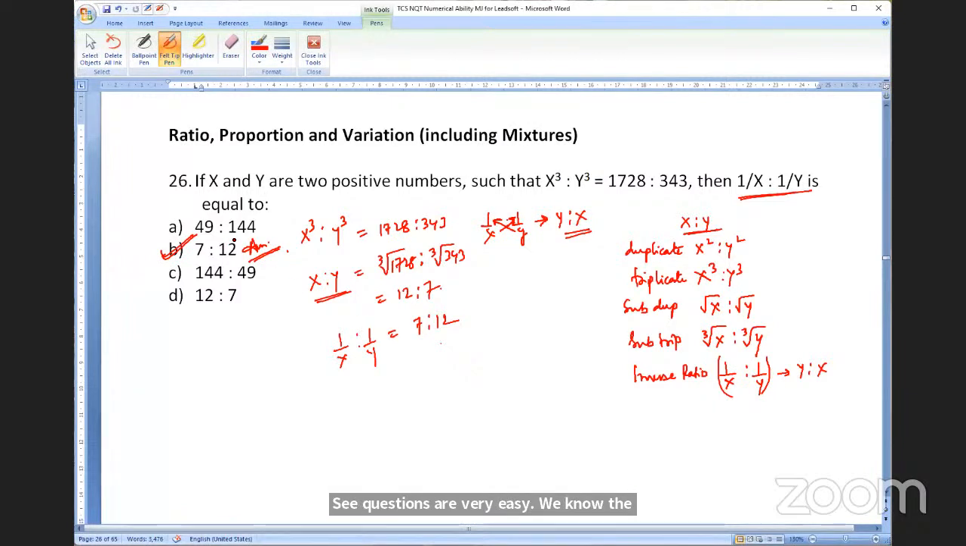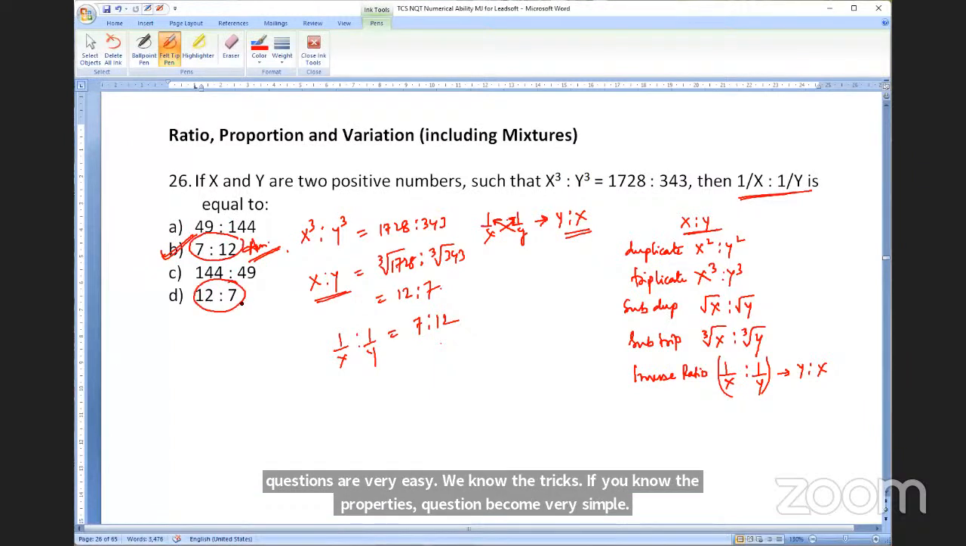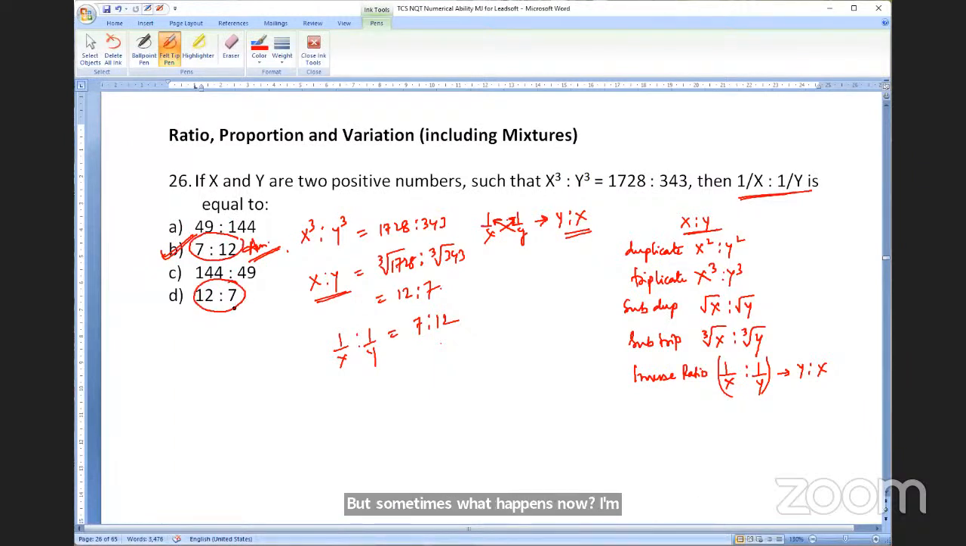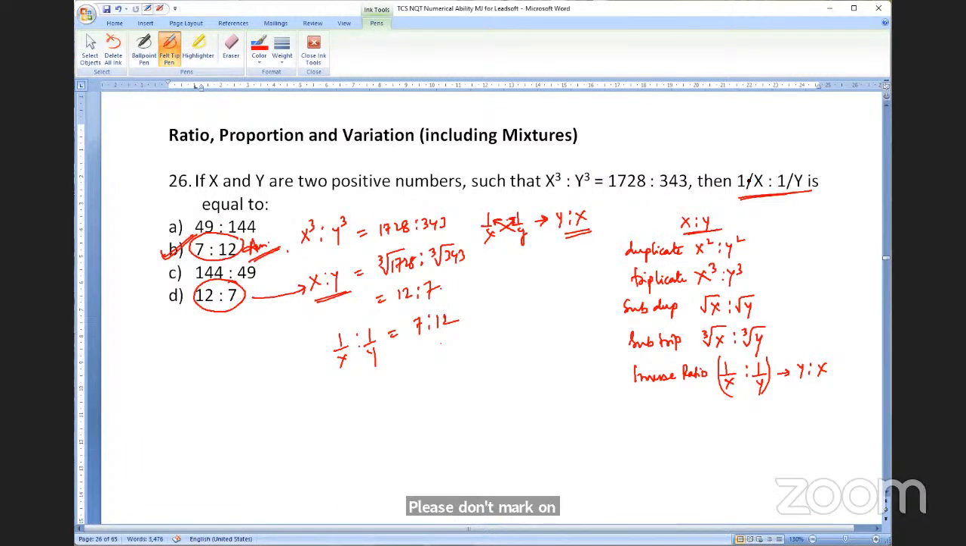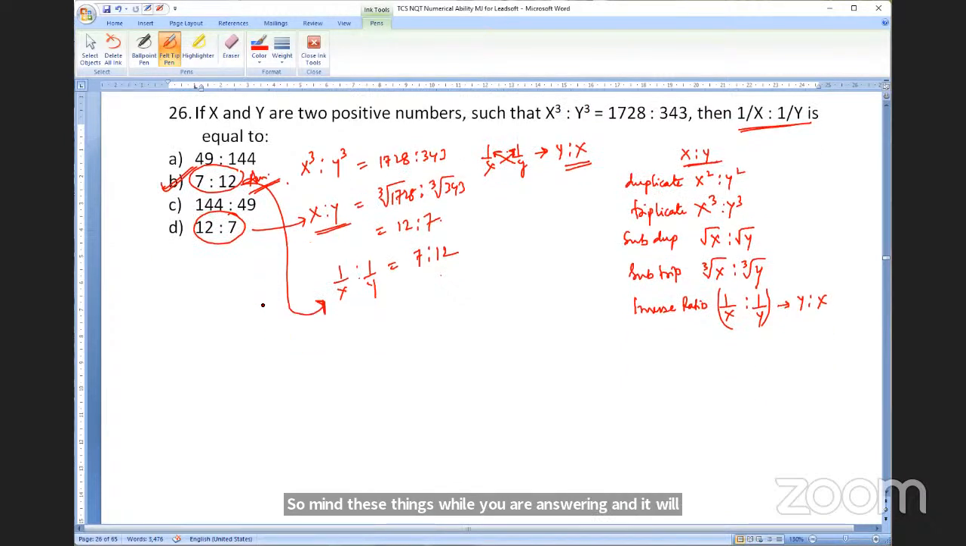But sometimes what happens is, we don't pay a little attention. 7 is to 12, 12 is to 7. Please don't mark 12 is to 7. 12 is to 7 is x is to y. But we need 1 by x is to 1 by y, and that will be 7 is to 12. So mind these things while you are answering, and it will always help you. Thank you, Lakshmi. We'll move on.